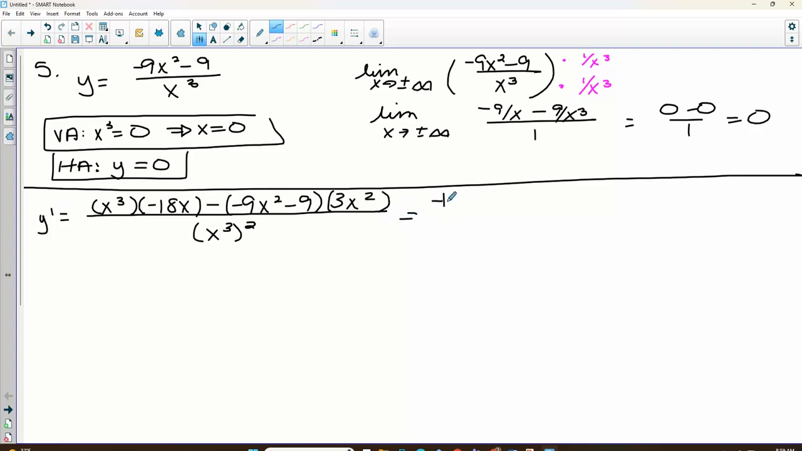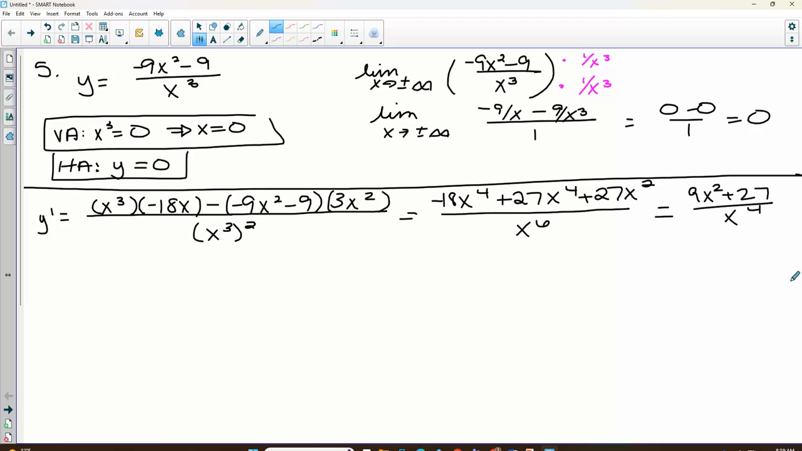So we get negative 18x to the 4th. I'm going to distribute a negative and my 3x squared. So plus 27x to the 4th, 27x squared over x to the 6th. I can combine like terms and also reduce x squared. Take an x squared out of everything. So that would give me a 9x squared plus 27 over x to the 4th.